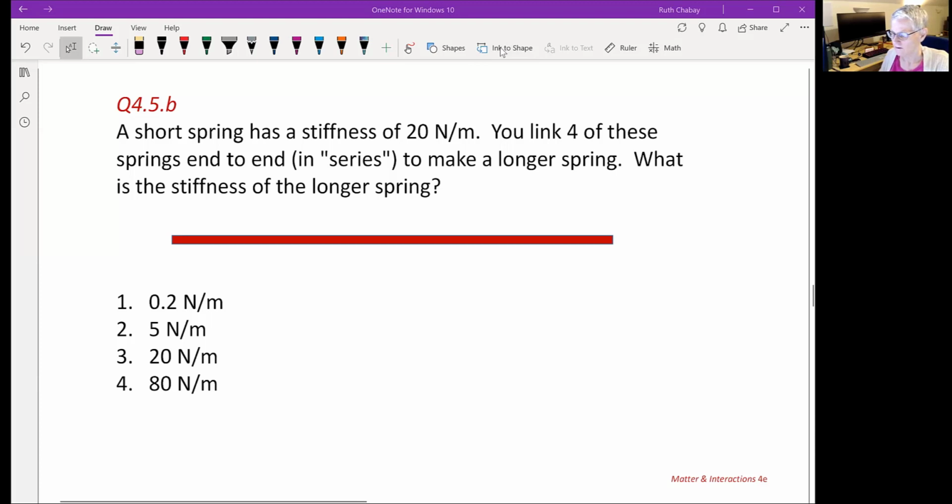Okay, it looks like you nailed it. So we have the majority said, the big majority said 2, which is the right answer. So if we have 4 springs in series, you hang a mass on the end of it, it stretches 4 times as much as a single spring would. So the stiffness is only 1/4 as great as a single spring. So in fact, 5 newtons per meter is correct. Good job.